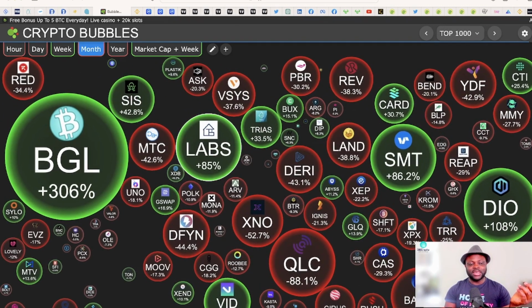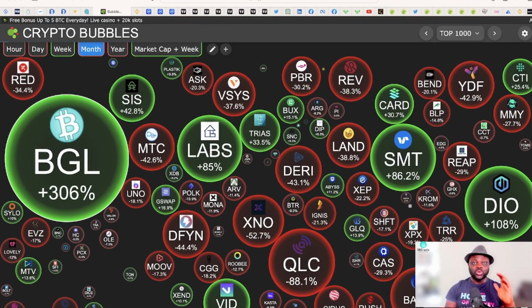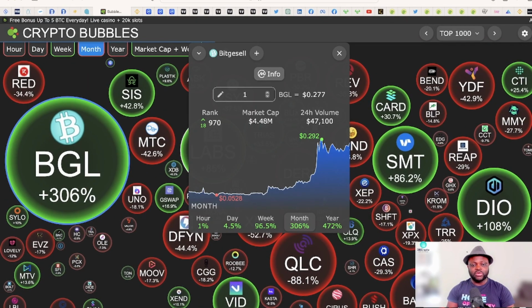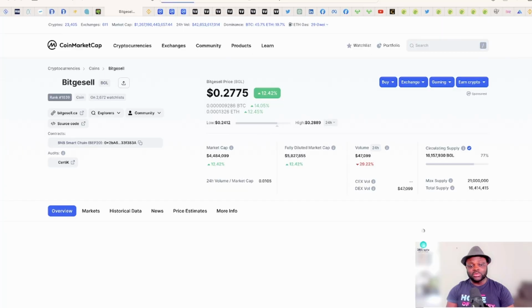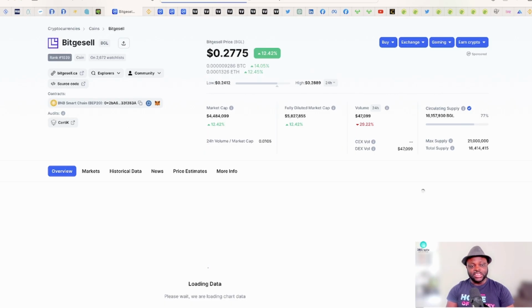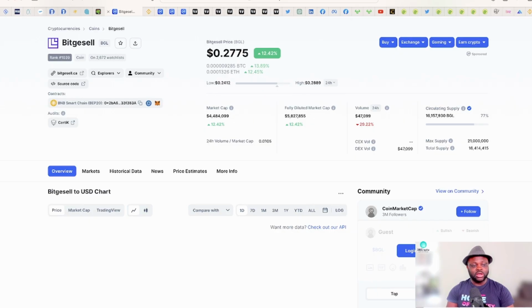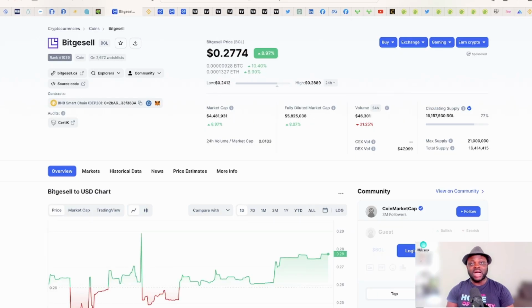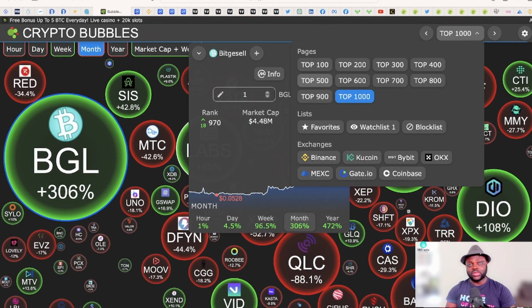For example, you see BGL. You can do the same thing: click for more info, and it takes me to CoinMarketCap to see more info about the token. You can do the same with any other token that you are investing in or want to invest in. You're going to see all the info you need to know about this token. For example, this token is listed on the BNB chain. Buy it using PancakeSwap on your Trust or SafePal wallet. It's good to stick to the top 500.